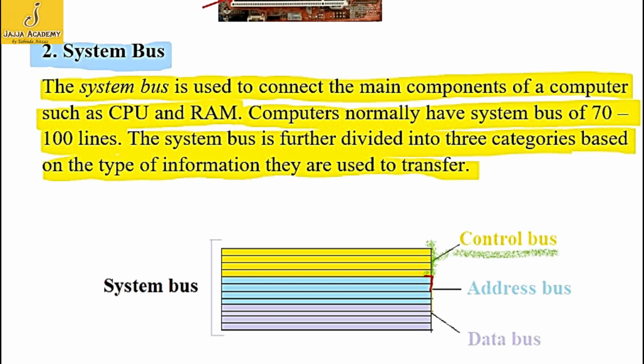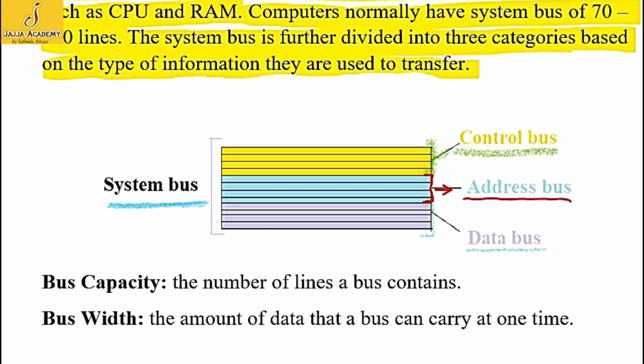Next, these blue colored lines are dedicated to transferring addresses of different components from one place to another. And based on its functionality, these lines are named address buses. Similarly, these purple lines are used to transfer data or bits from one location to another. So these lines are named data buses. This is how a system bus is divided into three categories based on the type of information they transfer.